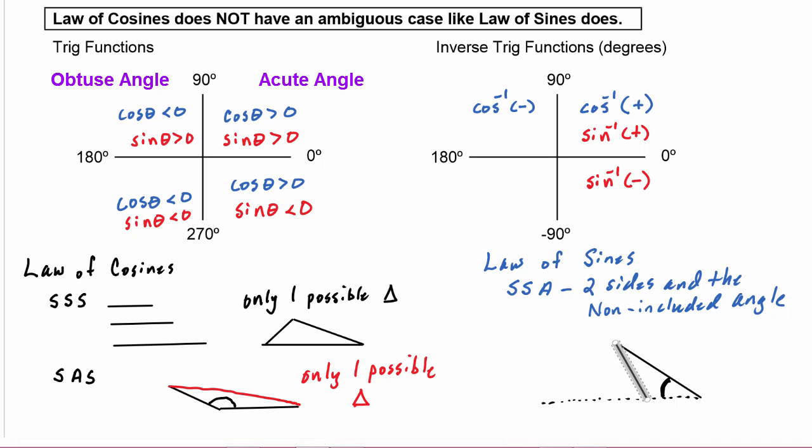Now what happens is when we have side, side, angle, this is the ambiguous case, because this side wouldn't have to go here. This side could swing over here and end up connecting over here. And so in this case, this is where we are getting the two possible triangles. And that's the ambiguous case.